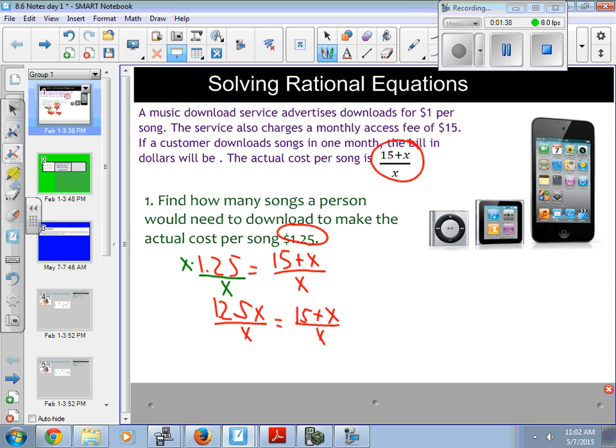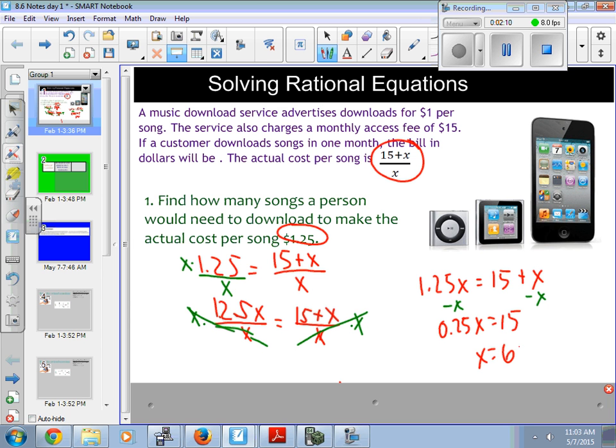Now what we can do, since we've got x on both sides, is multiply both sides by x, and it will simply cancel out. So the denominators are gone. Now we just have to solve the numerator. If we solve what's on top here, we should get the answer. We can do that by subtracting an x. So now we've got 0.25x equals 15, and if we divide by 0.25, you end up with 60 songs.